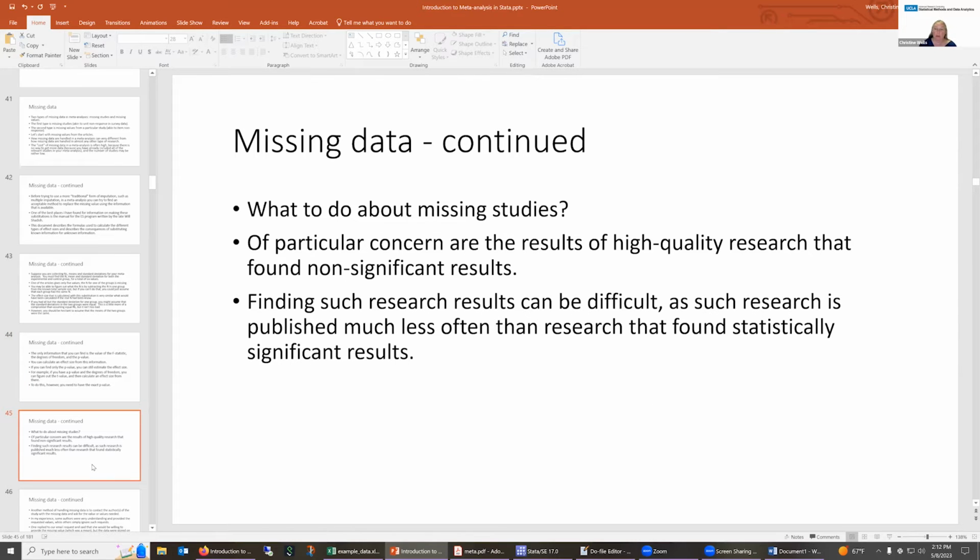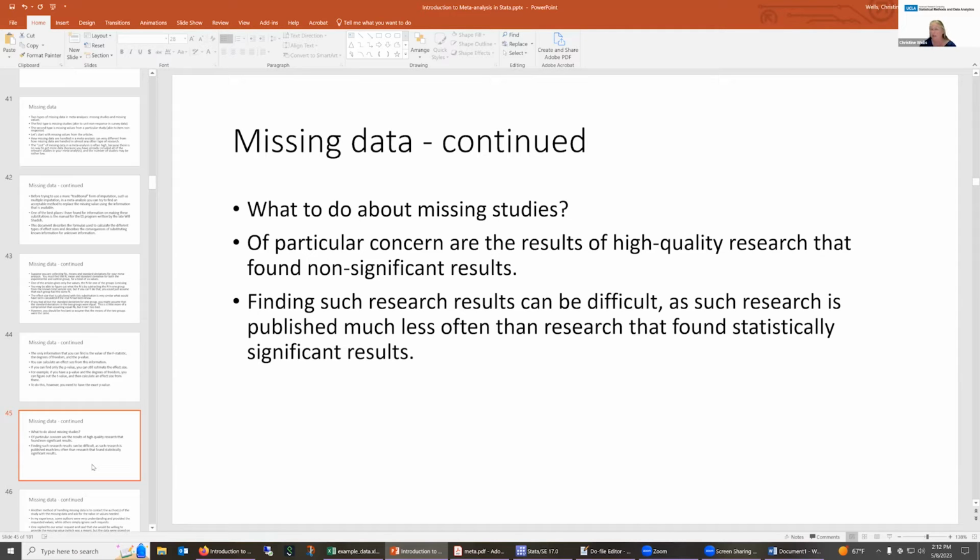What are you going to do about missing studies? What you are really worried about are high quality research studies that found non-significant results. Okay. Because of that, of course, you start thinking in terms of publication bias or something like that, or possibly small study bias here. That's a tough one. Okay.